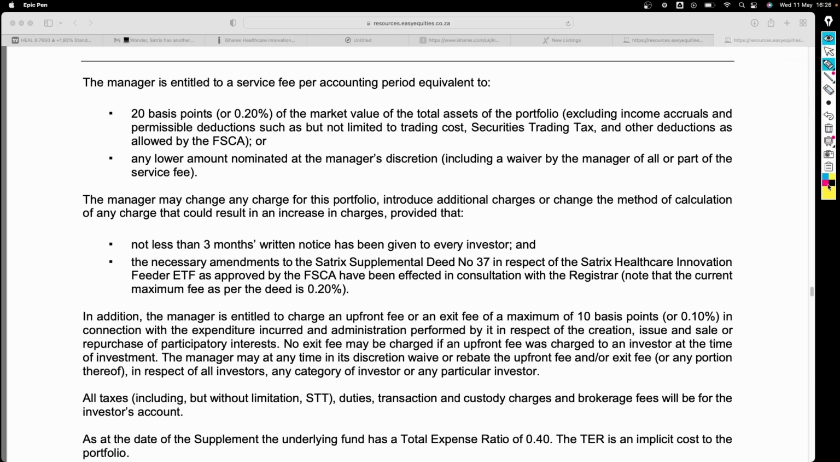Okay, so now in case the fund manager decides to change those fees, the investors will be notified within 3 months. That is going to be a written notice, and then those amendments will be reflected in the fund fact sheet. So that is to make sure that you understand. But note that the current maximum fee as of the date is 0.2%. So at least in the short term, we do not expect Satrix to charge investors more than 0.2%. I know that most investors do focus a lot on the fees that they're going to pay, because if you don't focus on the fees, remember that fees start to eat into your investment.